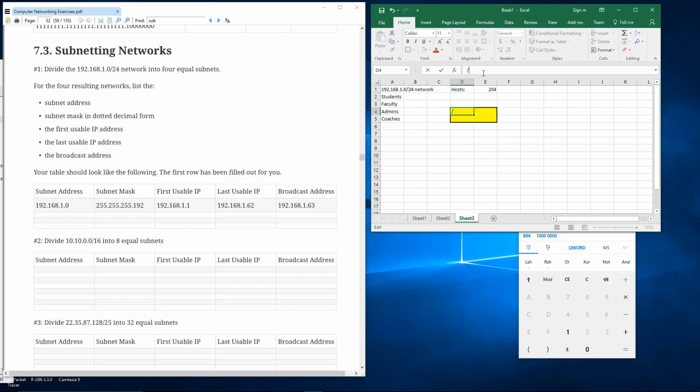Goodness, I don't know what's going on with my keyboard. I think the screen recording software has intercepted some of my keys.